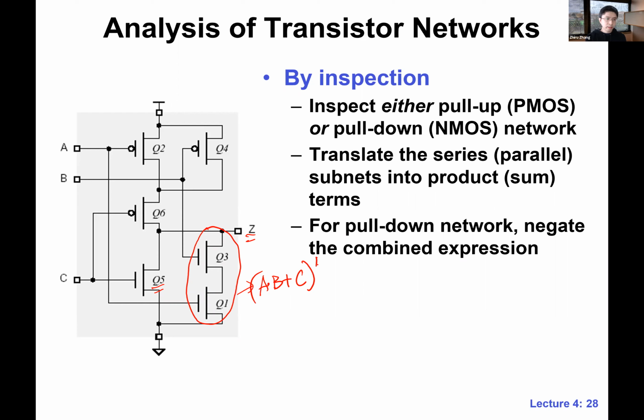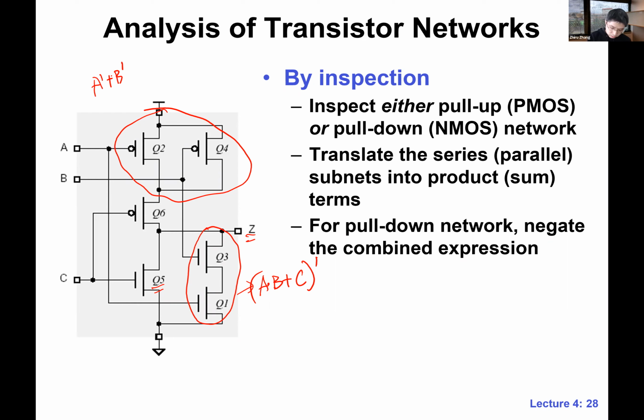We can also take a quick look at the PMOS network, maybe, right? Just to convince you guys, this is the same thing, right? So for the PMOS network, let's look at the parallel structure first, right? There's a parallel subnet. What is the corresponding boolean expression to make it conduct? A naught plus B naught, right? Make sense, right? We need either Q2 or Q4 to be on.